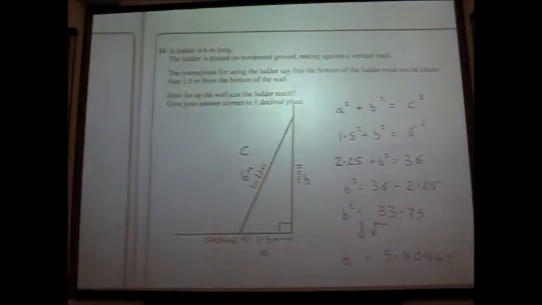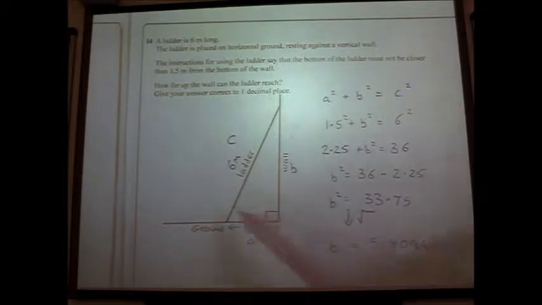Next one. I've actually drawn this, but I'll describe what I've drawn. Here's a ladder, 6 metres long. I've labelled it ladder.